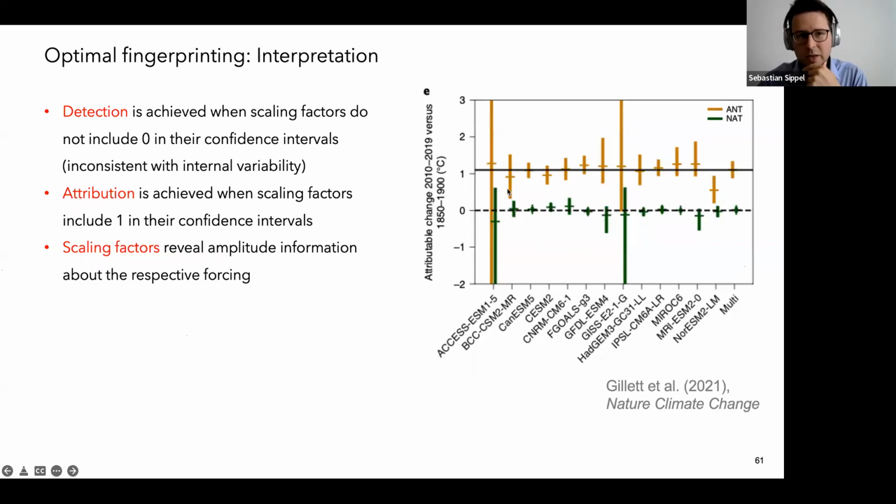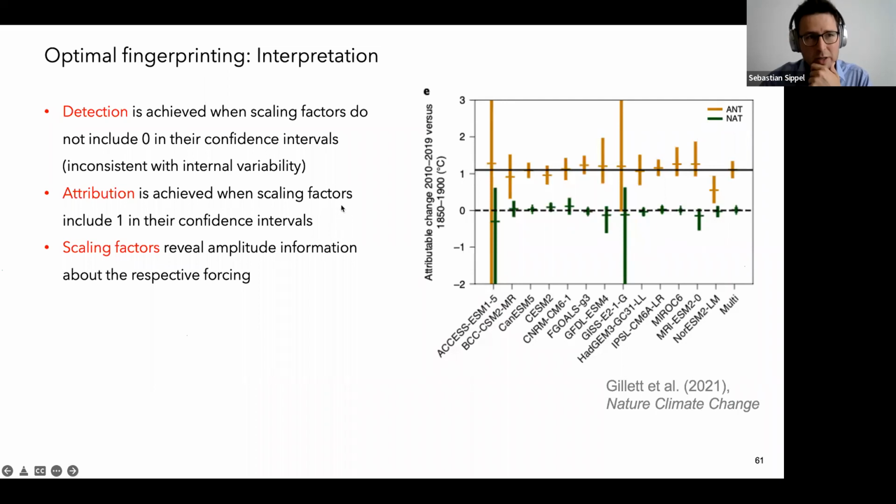You see the scaling factors here for each model separately and the respective confidence intervals. And the idea now is to say, well, I can claim detection if these scaling factors do not include 0 in their confidence intervals. If they do not include 0, that's basically equivalent to saying they are inconsistent with internal variability, because it means that I really need this forcing; this forcing really has an effect in my observations. And they're called scaling factors, of course, because they scale the magnitude of the different climate models.